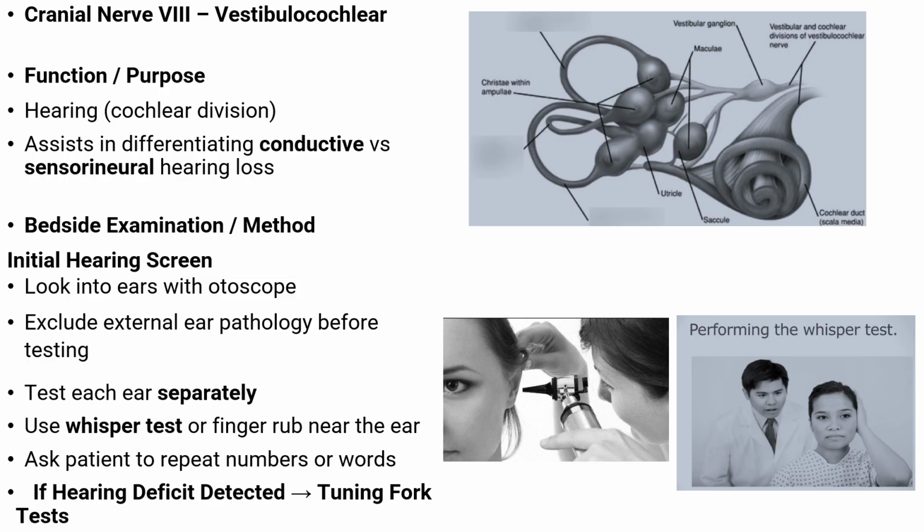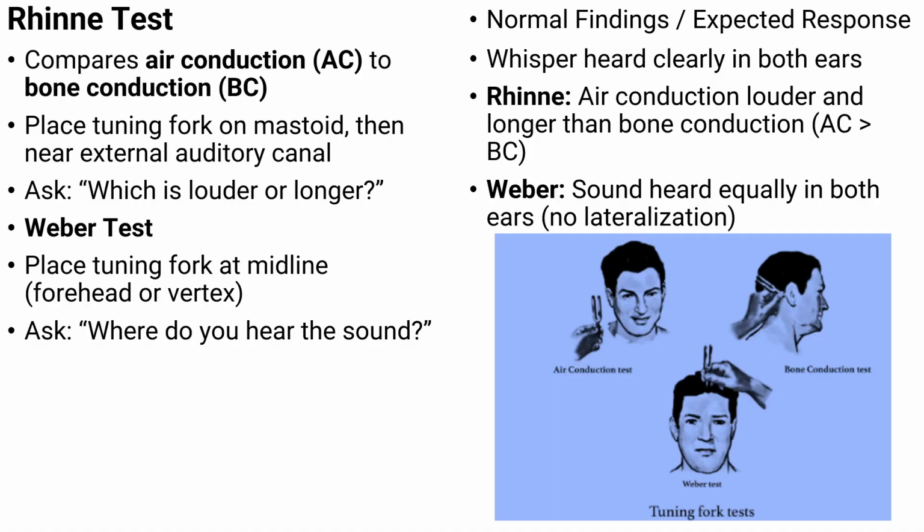If a hearing deficit is detected, move on to tuning fork tests. Start with the Rinne test to compare air conduction and bone conduction. Place the vibrating tuning fork on the mastoid process and then position it just outside the external auditory canal, asking the patient which sound is louder or lasts longer. This comparison provides key information about how sound is being transmitted.